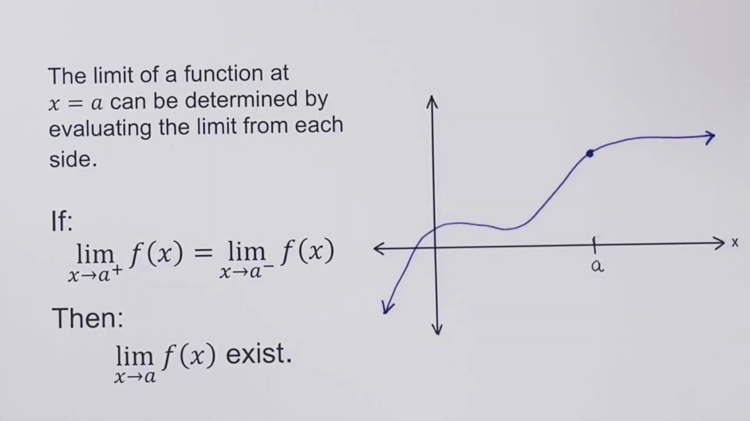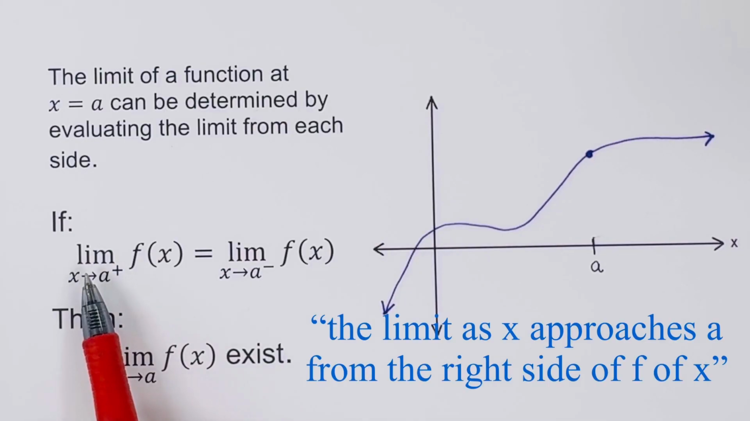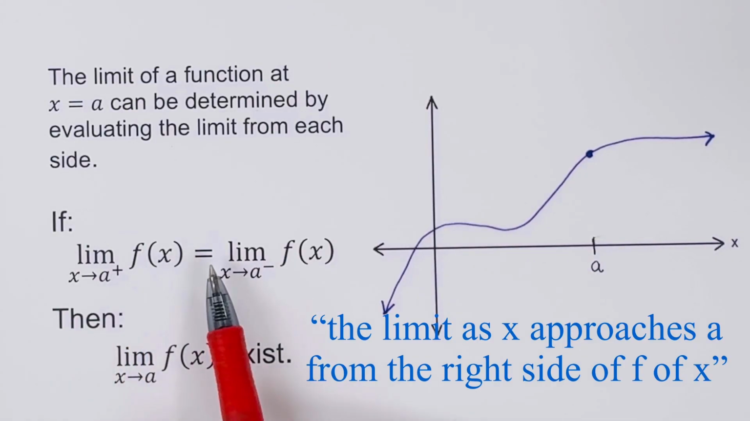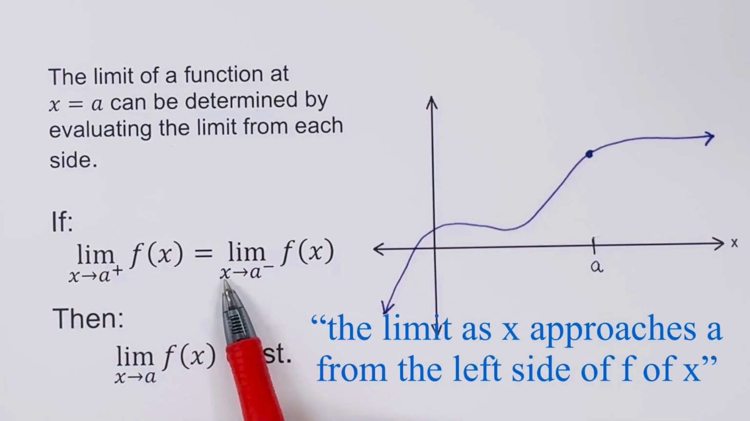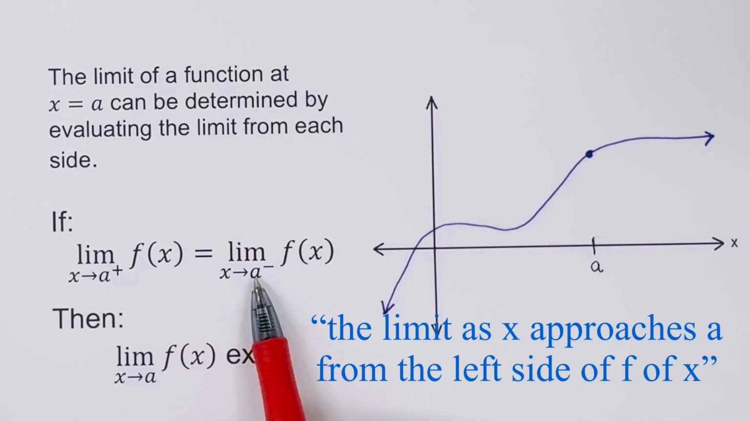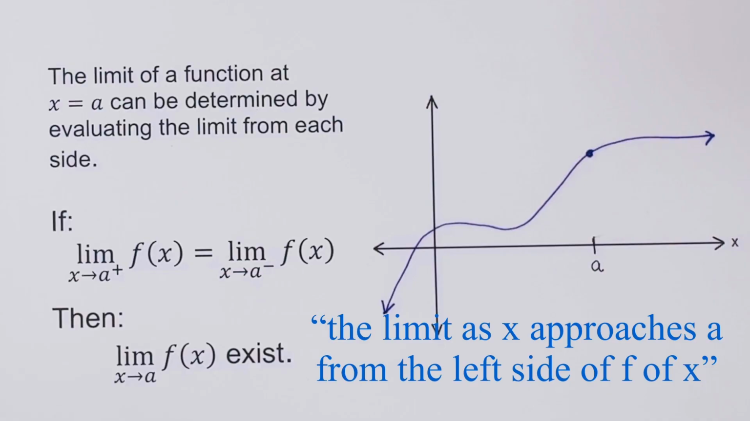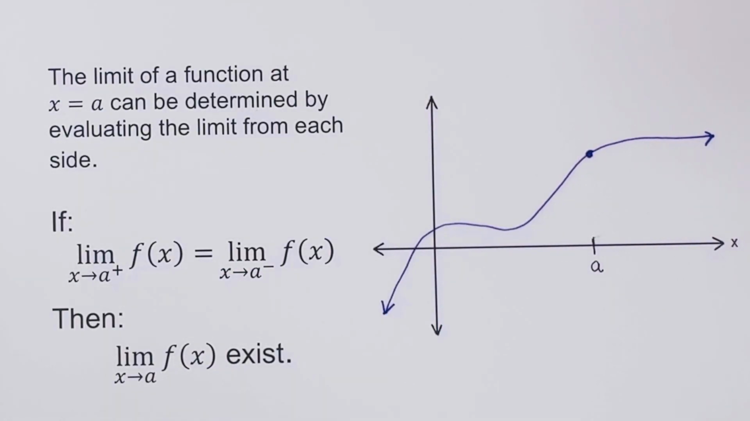Before we go over this definition right here, this notation that we have here is read as the limit as x approaches a from the right of f of x is equal to the limit as x approaches a from the left side of f of x. Now let's go over this definition. It says that the limit of a function at x equals a can be determined by evaluating the limit from each side. So it's pretty much the same thing.